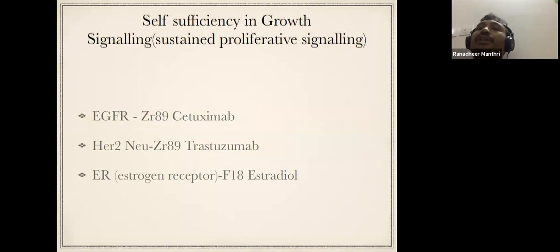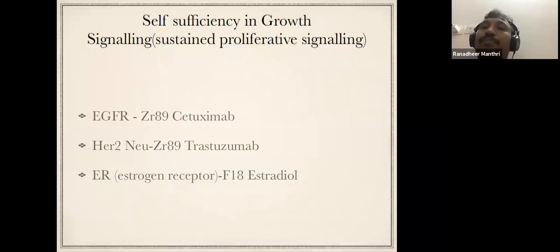Self-sufficiency in growth signaling. See, EGFR, nothing but epidermal growth factor receptor. The epidermal growth factor receptor, you know that we are already using in many agents. The durvalumab, which you use in lung cancer, and all these target cetuximab, which was previously used in head and neck cancers, and now also some people use epidermal growth factor receptor can be labeled with zirconium-89 cetuximab.